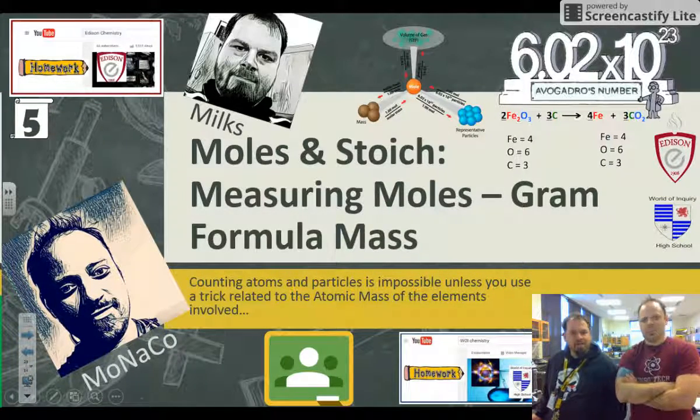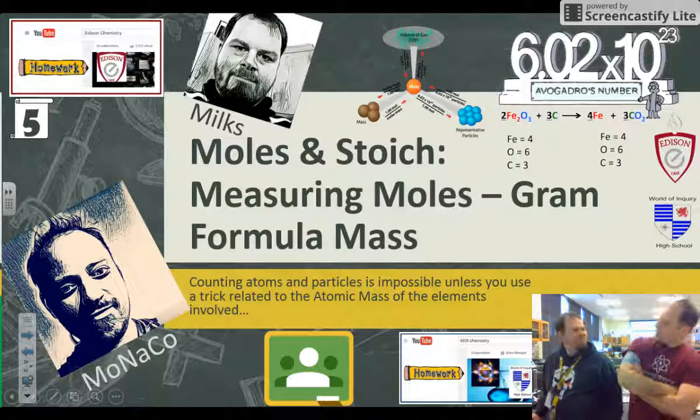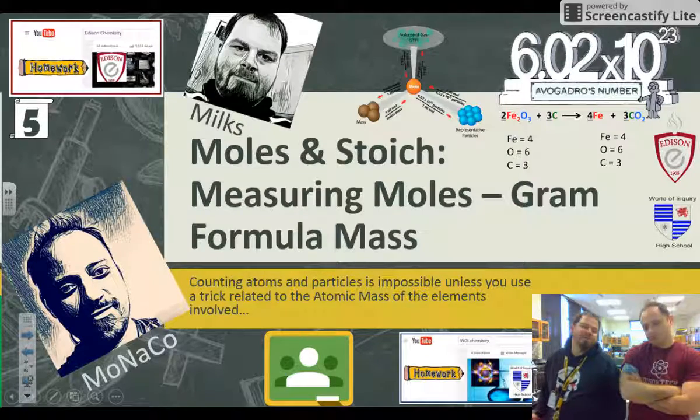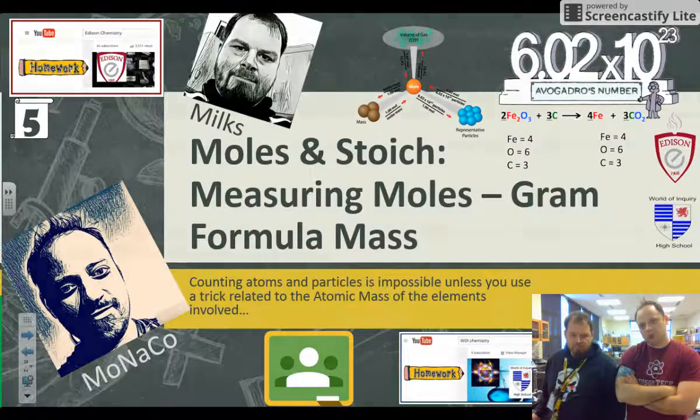Moles and Stoich. Here we go. Measuring moles using gram formula mass. New task. Math involved, but let's be honest, this one ain't bad, but you have to get it right every time.